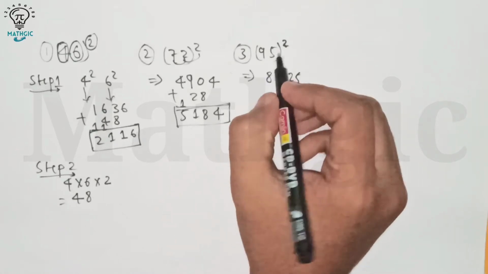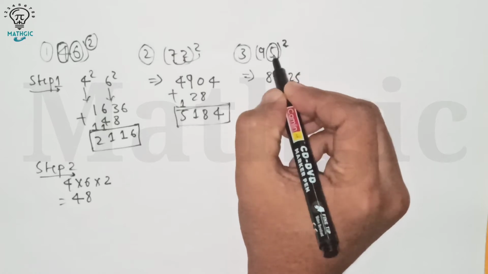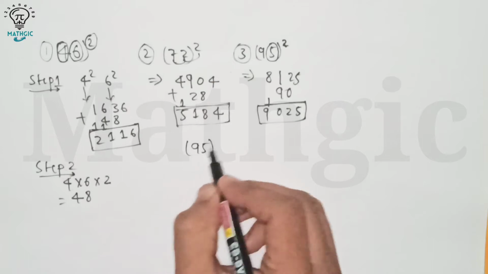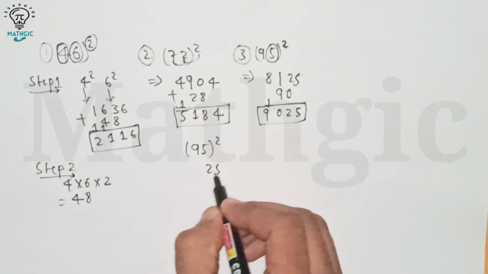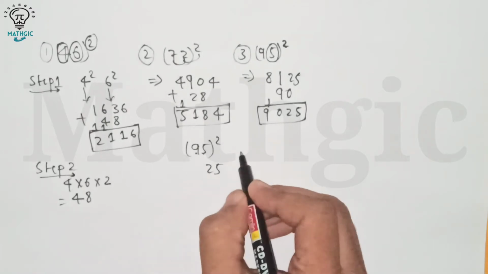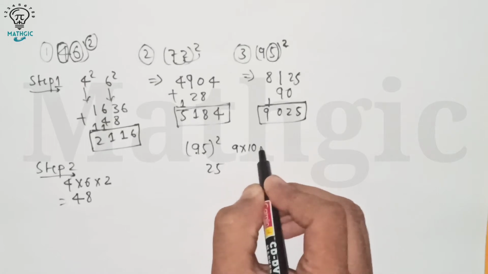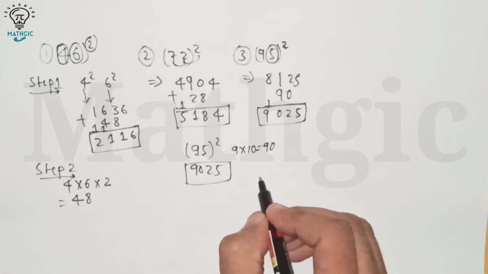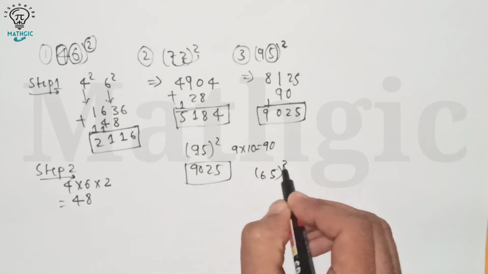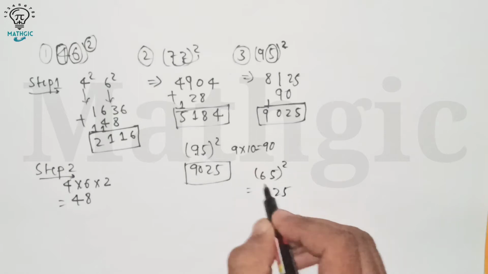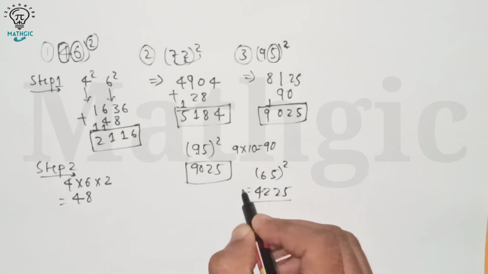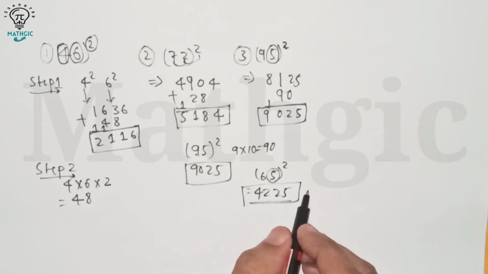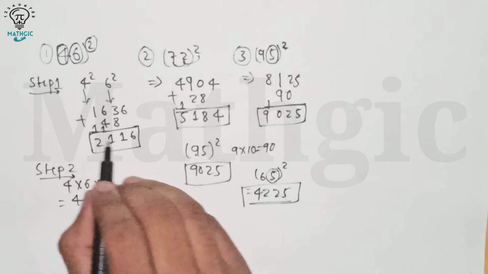Now if the unit digit ends with 5, then there is another trick that you have to follow like this. 95 square can be written as: first write the 5 square, 25. Now you have to multiply 9 into the next number after 9, that is 9 into 10. 9 10s are 90, so put 90 here. So this is another method. For 65 square, it can be written as 5 square 25, and now 6 7s are 42. So if the digit ends with 5, you can follow this method also. So this is the square of any 2-digit number.